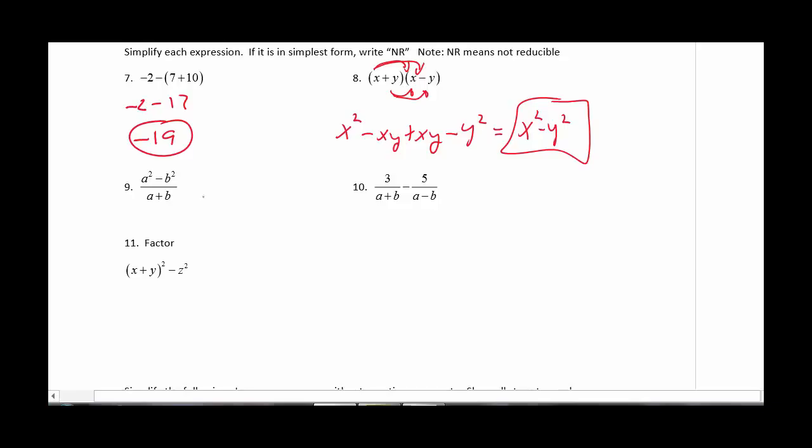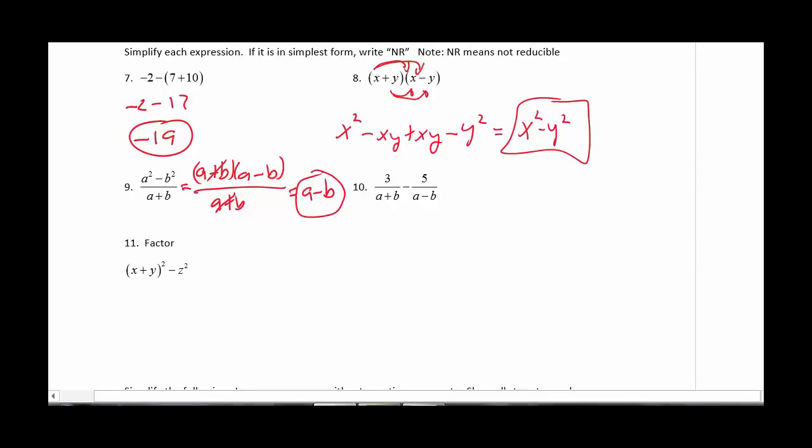Then number 9, okay, that numerator should look real familiar. That's a variation of the difference of two squares, which is what we did in number 8. So the factored form simplifies to a plus b times a minus b, divided by a plus b. And hopefully we notice that the a plus b's cancel out. And I'm left with a minus b.